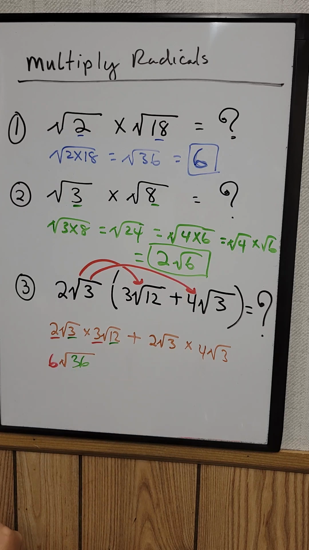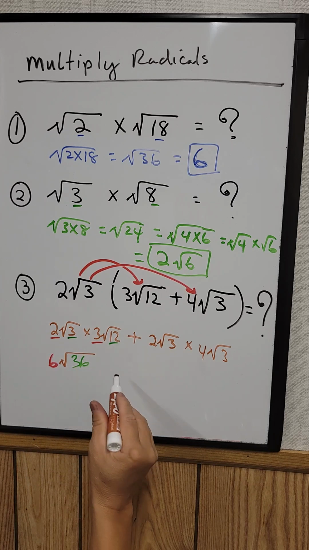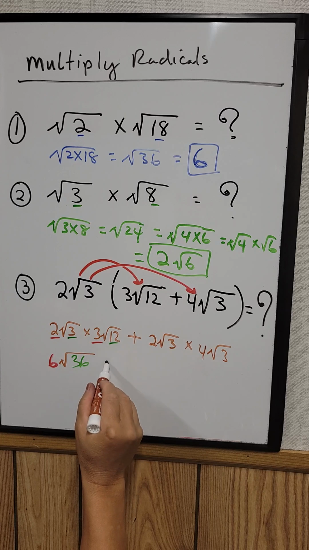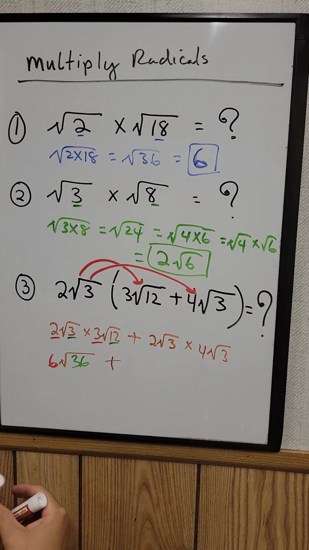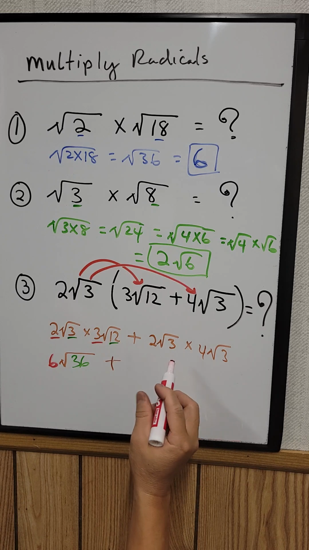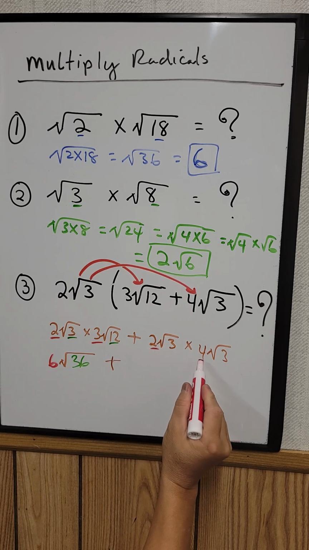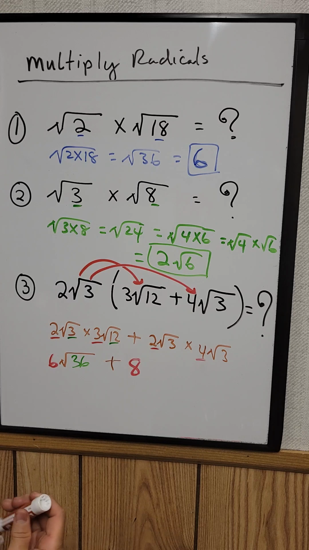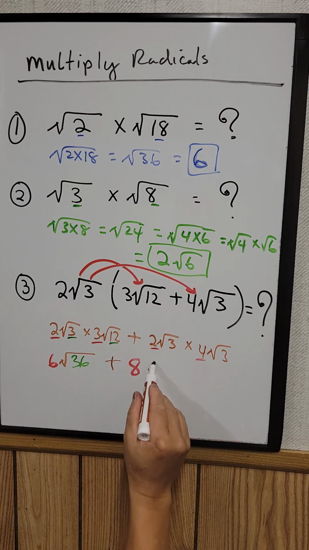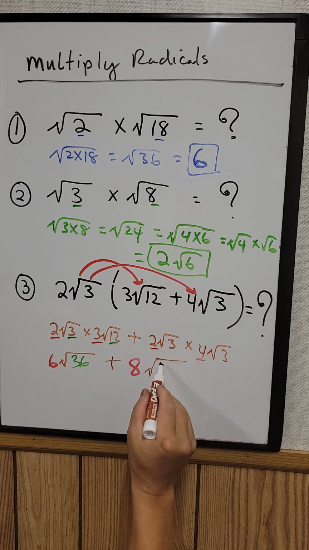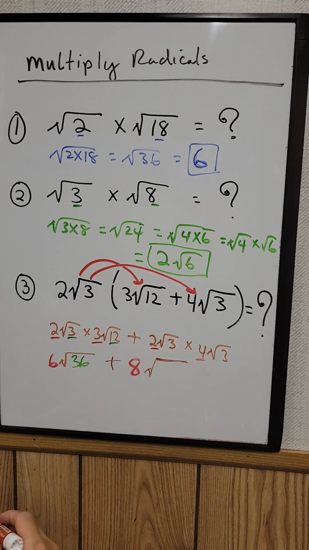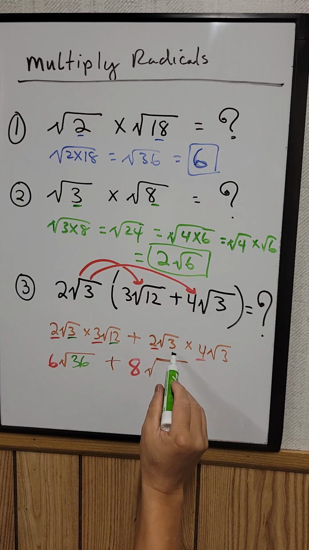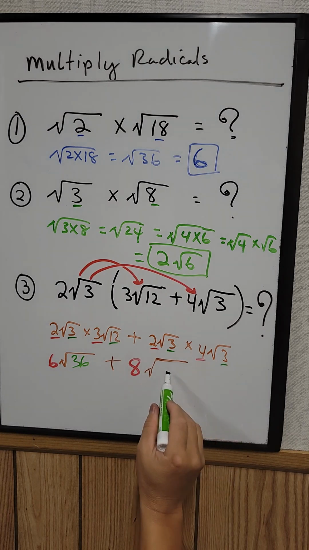Okay, do the same thing, plus 2 times 4 is 8, and times the square root of 3 times 3 is 9.